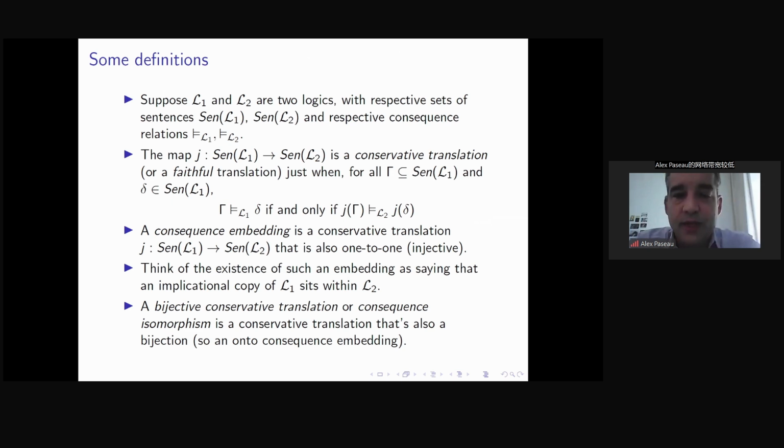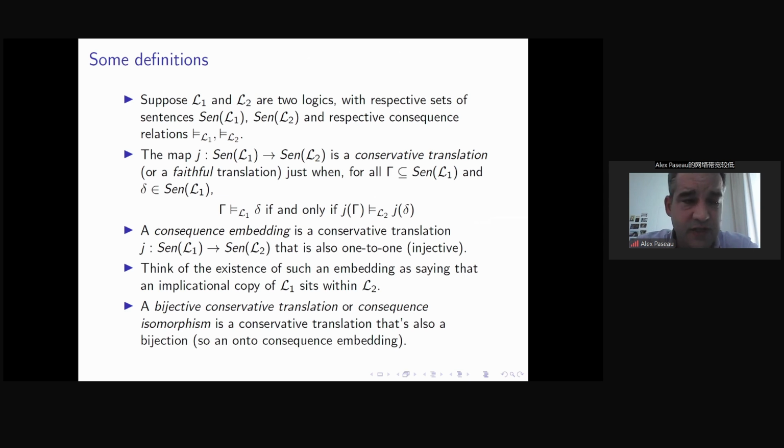Okay? So the idea is that whenever the consequence relation holds between a set and some sentences in L1, then the things that they are mapped to should have the same property. If that consequence relation holds in L1, it should hold in the map. And if gamma doesn't entail delta in L1, then the sentences that are mapped to have the same property, namely J gamma does not entail J delta in L2.